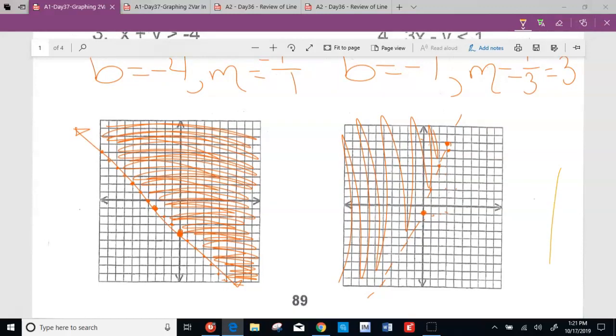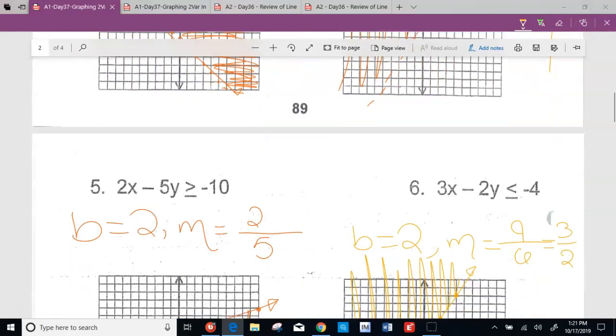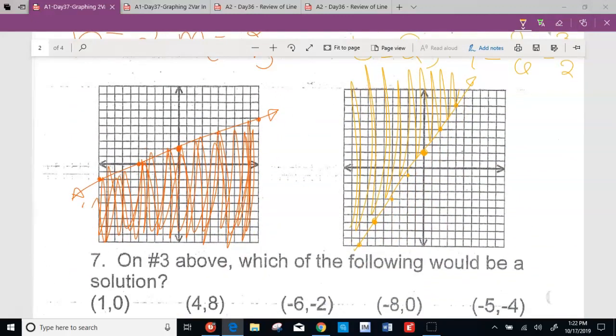Okay, let's go now to graph number 5. Let's start with the first point. 1, 0. Yes, 1, 0 is in there. How about 4, 8? 1, 2, 3, 4. It's above, no. How about negative 6, negative 2? 1, 2, 3, 4, 5, 6. Yes, it's down here. How about negative 8, 0? No, negative 8, 0 is above the line, so it would not be a solution. Negative 5, negative 4? Yes, that's down here.